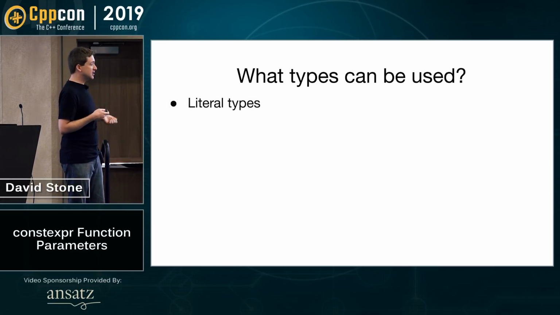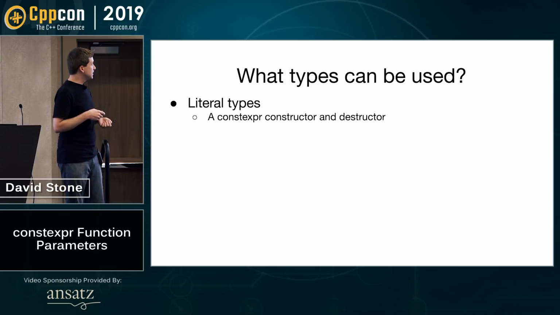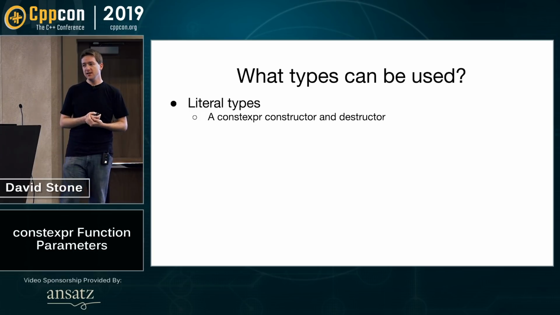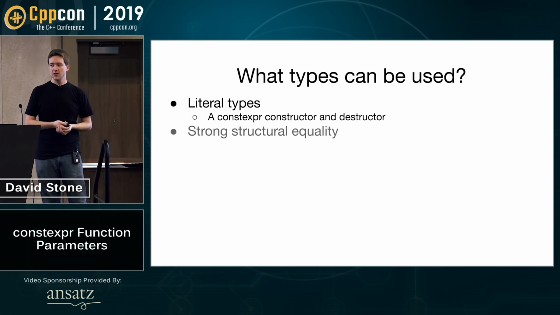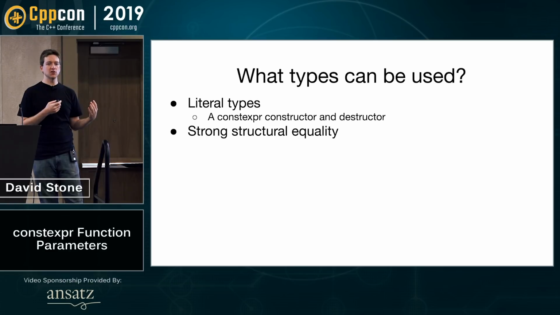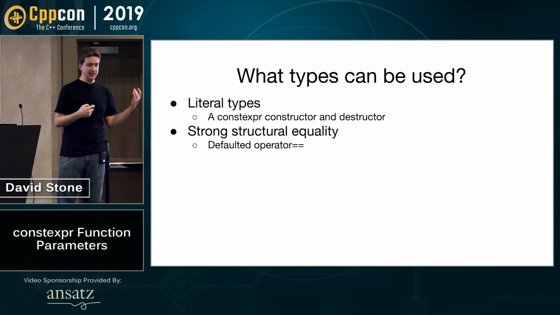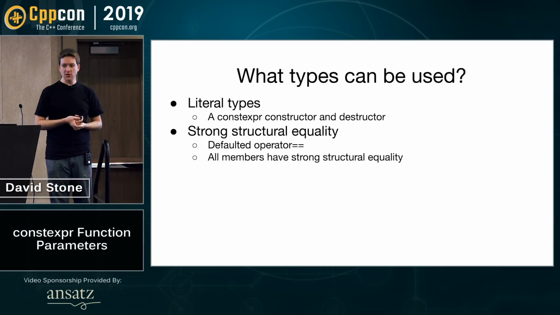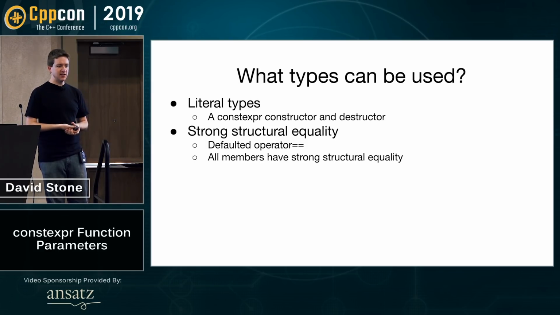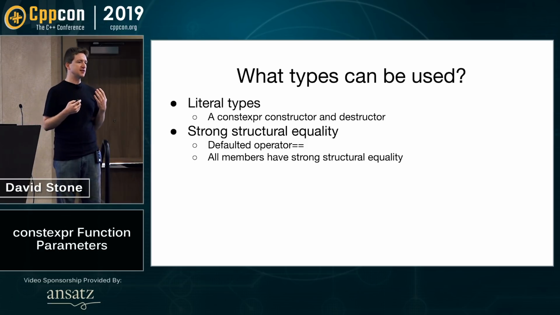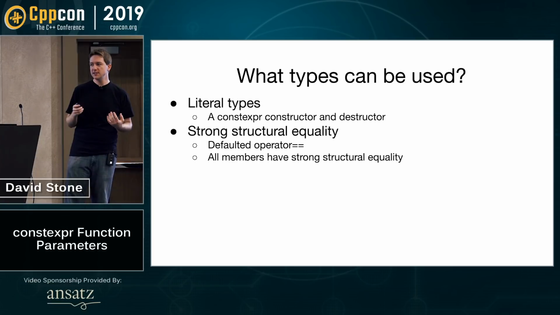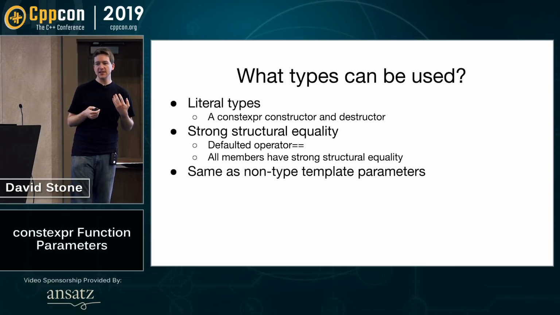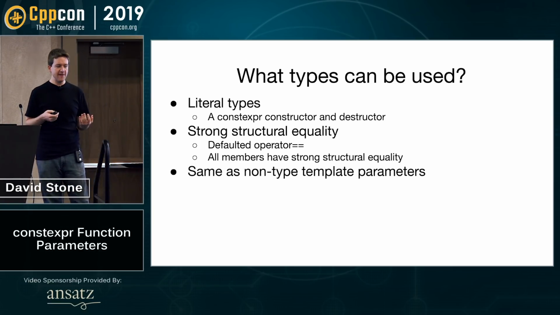So what types can be used? Literal types. The constexpr constructor and destructor. These rules have been expanded in C++20, allowing constexpr destructors. And also they have to have strong structural equality, which means you have to default operator equal equal, which is a new concept in C++20. And all of your bases and members have to have strong structural equality themselves. Basically, the compiler has to be able to easily and obviously determine what it means for two values to be equivalent. This is the same rule as class types as non-type template parameters have.